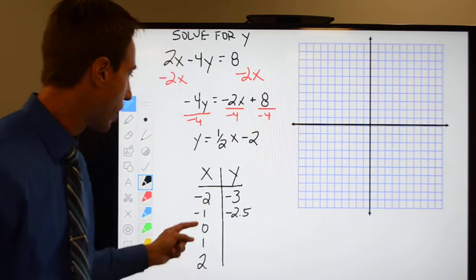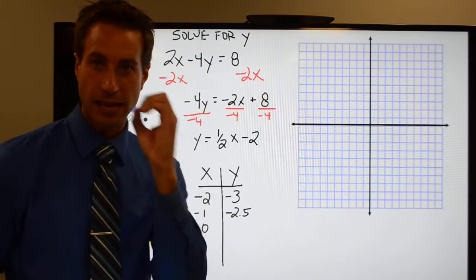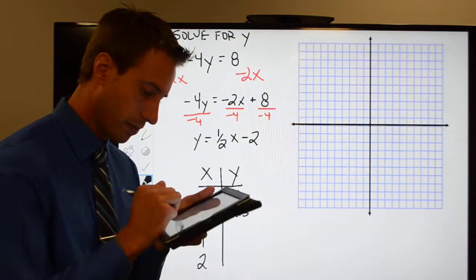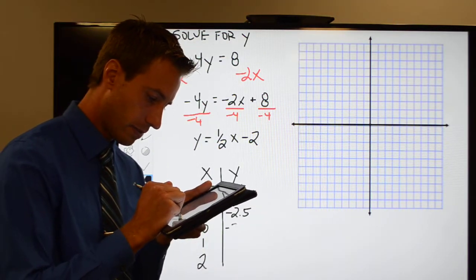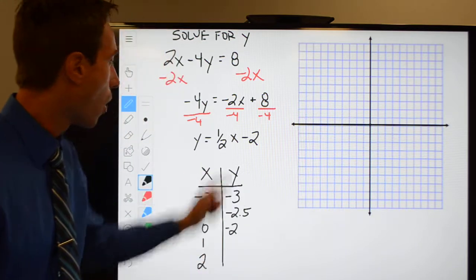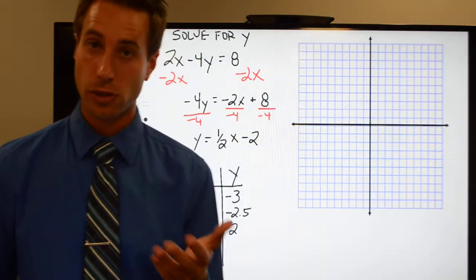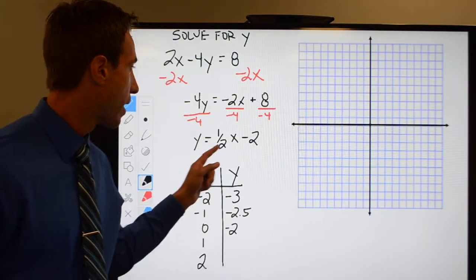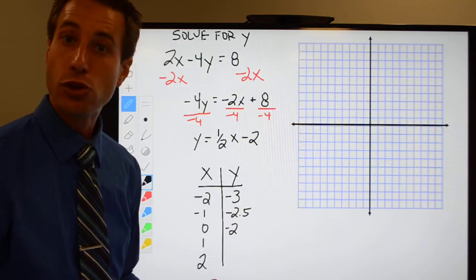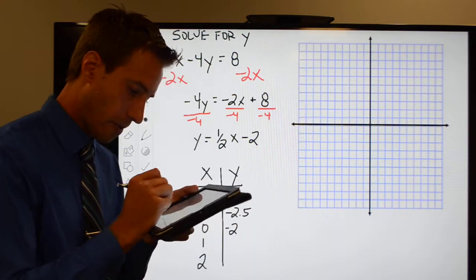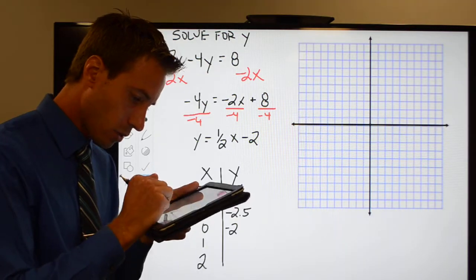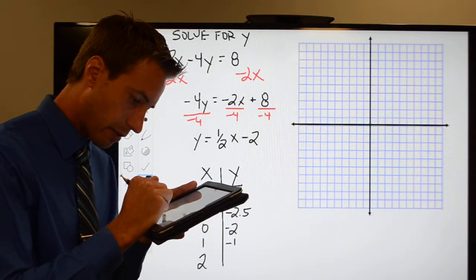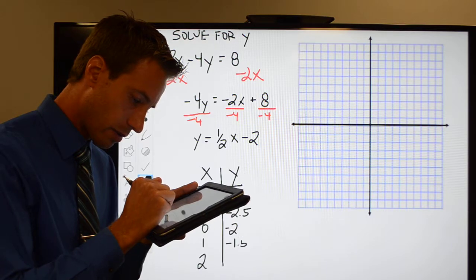Okay, let's keep going. I plug in a 0. 0 times anything is 0, and 0 minus 2 should be minus 2. Let's keep going. I plug in a 1. Well, 1 times 1/2 is 1/2, and 1/2 minus 2 should be a negative 1.5.